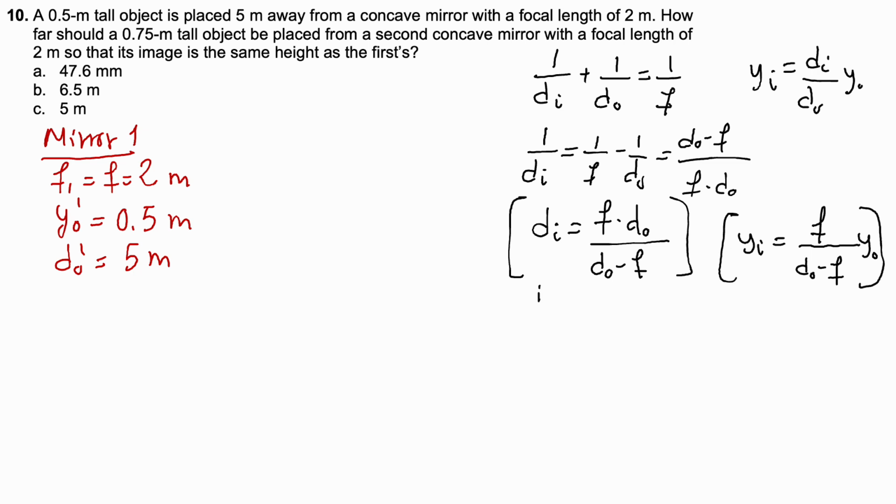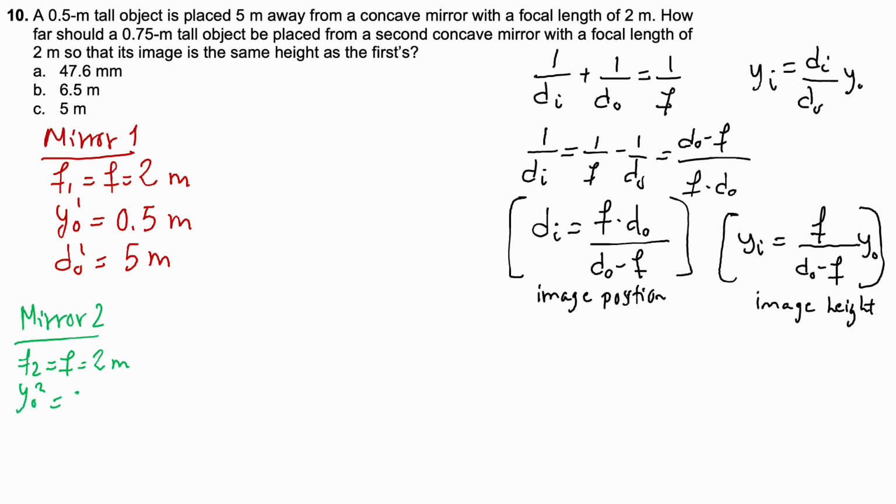So this is the image position, and this is the image height. We know that the image height for both the first and the second mirror is going to be the same. For the second mirror, the focal length is again the same, so to avoid extra notation, I'm just going to say 2. Now the height is a little taller, 0.75, and we need to estimate the location of the object.